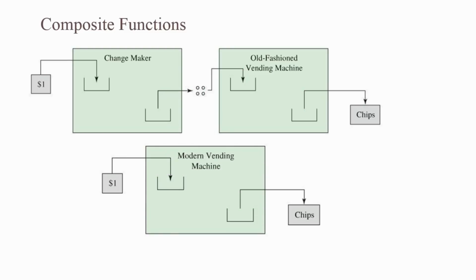Now what I could do is go to a vending machine with my dollar. I input my dollar into the vending machine and I get an output of chips. That is how a composite function works. It takes two different functions and combines them into one function.